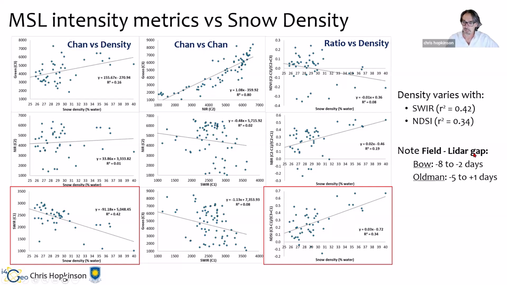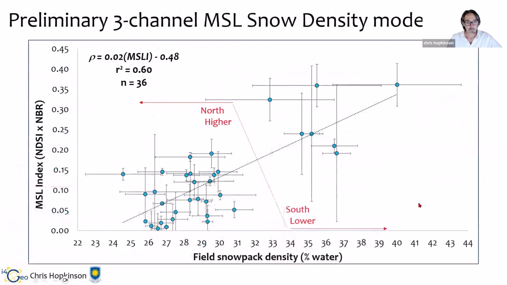But then if we consider the data gaps, there is -8 to -2 days of data gap between the field and LiDAR for the Bow, and then -5 to +1 between the field and LiDAR for the Oldman.